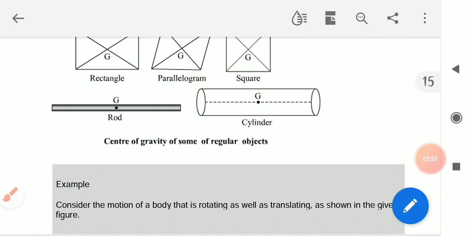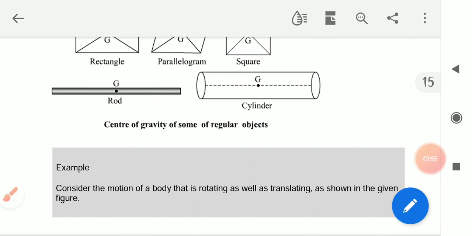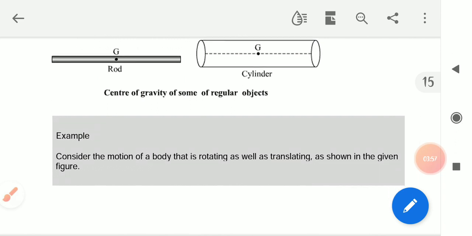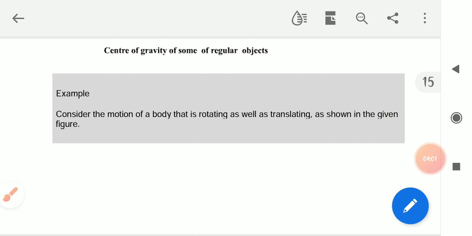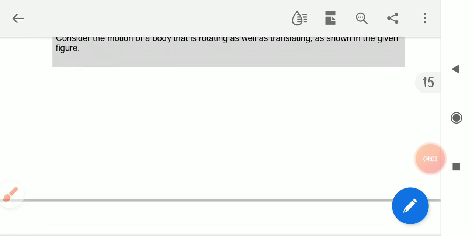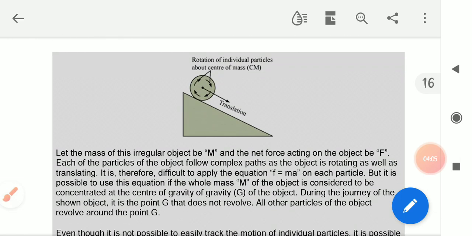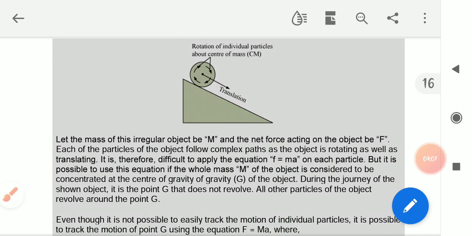Now for an example, consider the motion of a body that is rotating as well as translating, as you can see in this figure. Let the mass of the irregular object be m and the net force acting on the object be F. The particles are complex, so what is force? F equals m a.